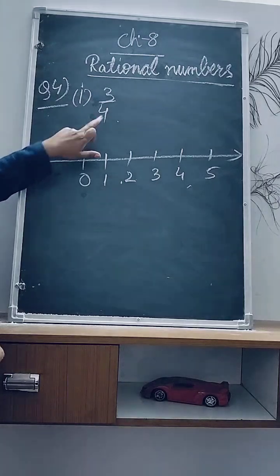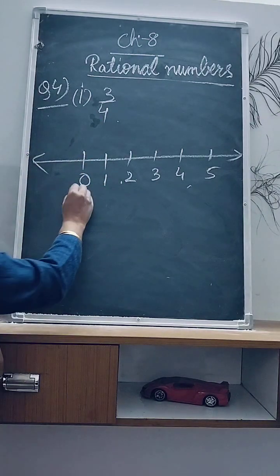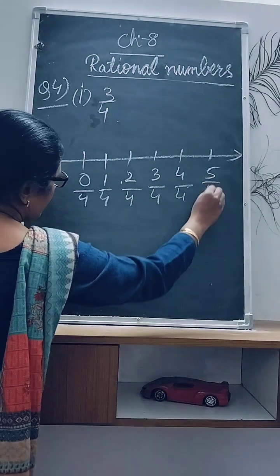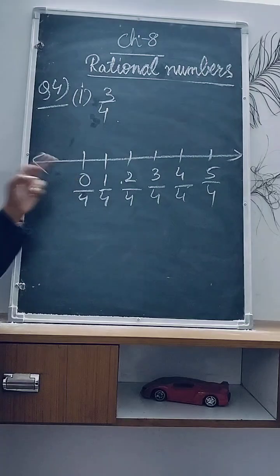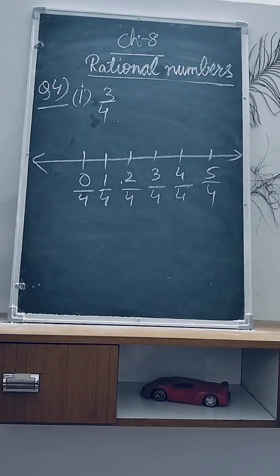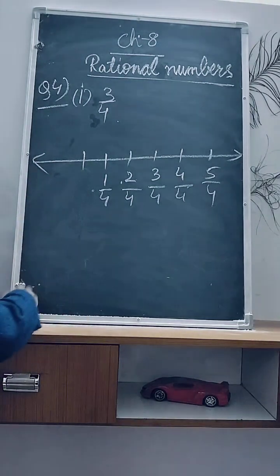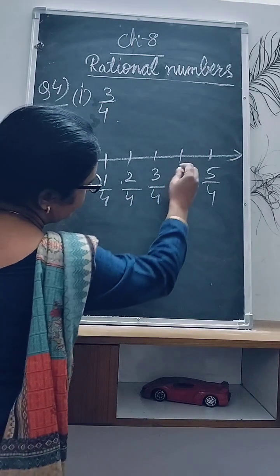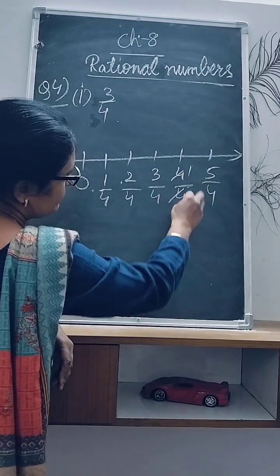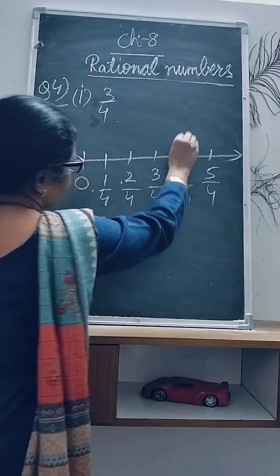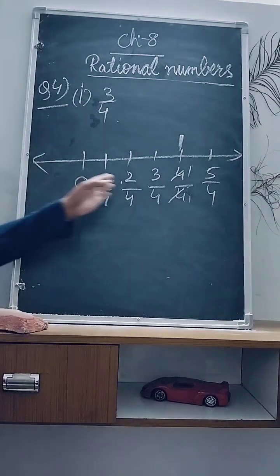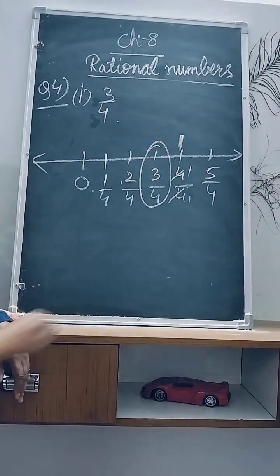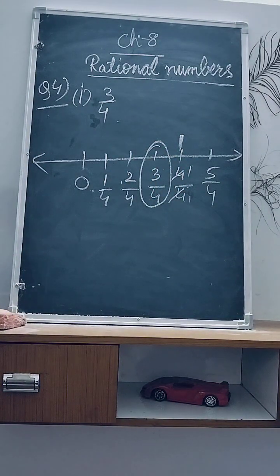Now if you see what is written in the denominator, it is 4. Now you can divide all with 4. Students, if you divide 0 by any number, it will be 0 only. Now 4 divided by 4 means it is 1. Then it would be greater than 1 now. Now 3 by 4 we have to represent. You can circle it. This is 3 by 4.